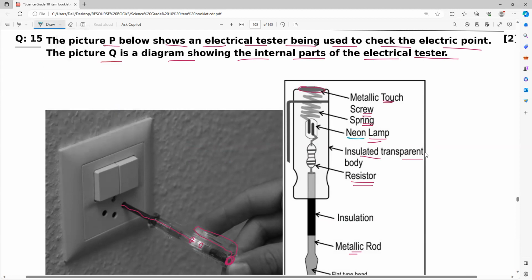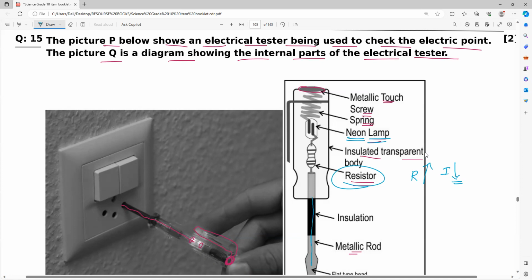Of course, the neon lamp is there. It is glowing. But somebody is there to control the current. Anybody? Who is that? All of you? Resistor. Yes. So what is the use of the resistor? Extremely high resistance. So automatically what will happen? Something will decrease. What is that? Current.